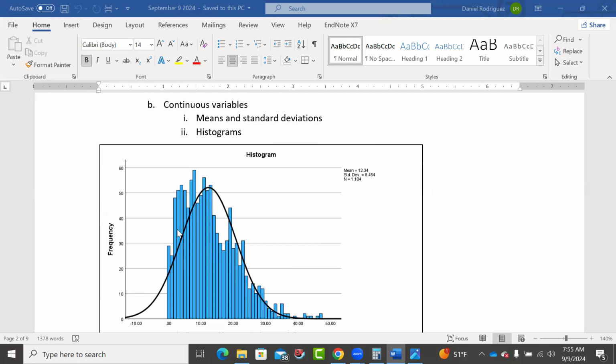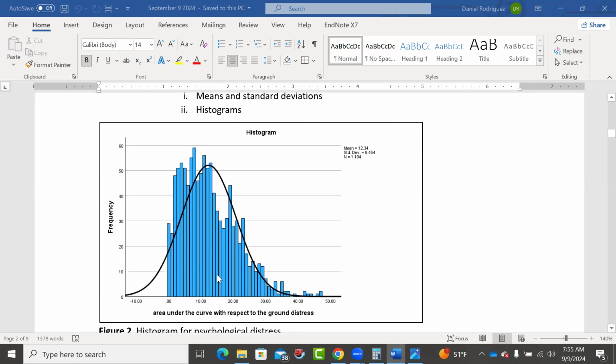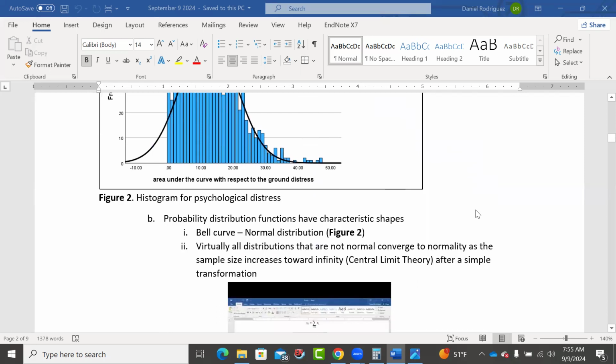You'll notice that I also plotted what's called a normal distribution, and we're going to talk about that shortly, to underlie this distribution of values. So you can see that the distribution of blue lines representing some density of individuals does not match the normal distribution quite perfectly.